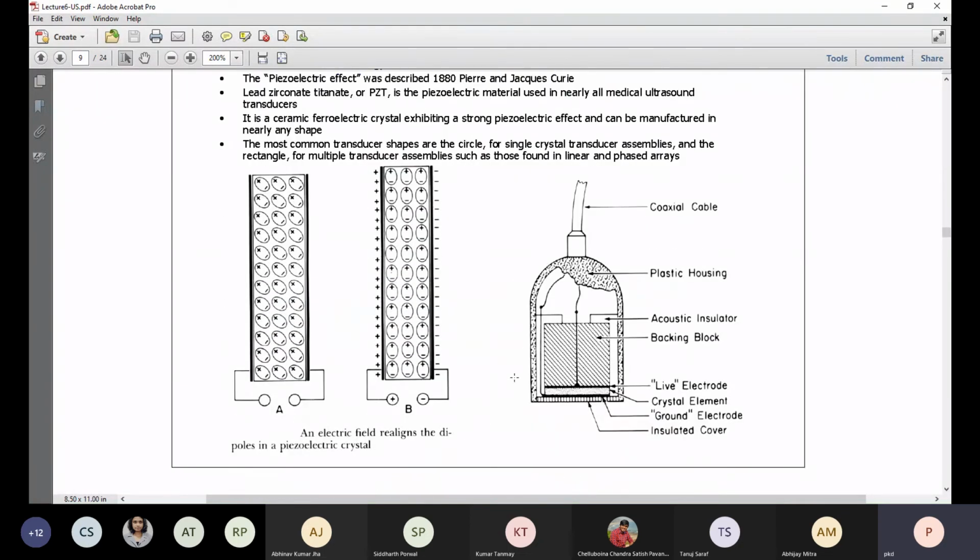So we have discussed the piezoelectric crystal. Here, of course, some construction is given: the plastic cable, the acoustic insulator, that is the backing, an absorbing medium for sound, then the crystal, and then the insulated cover, and the matching medium is at this place.